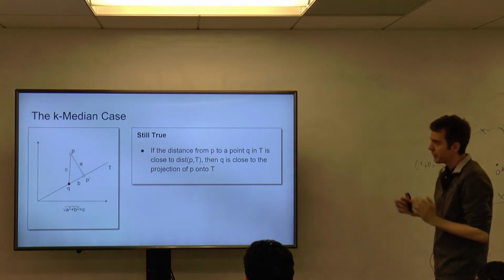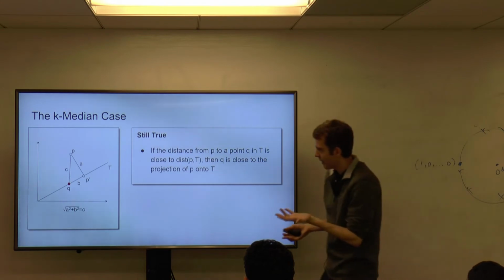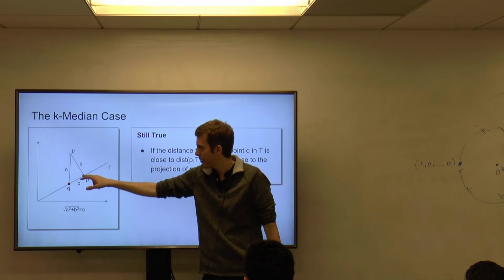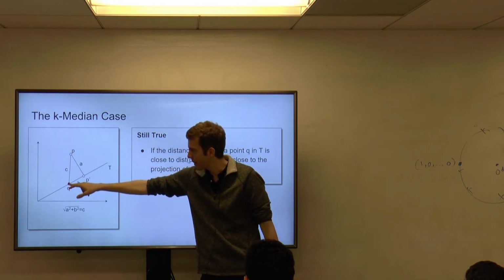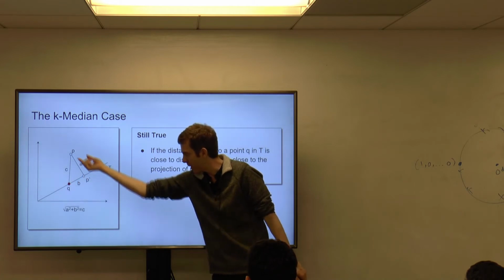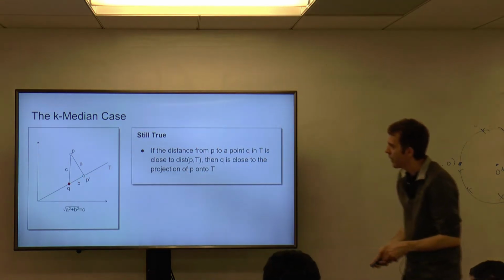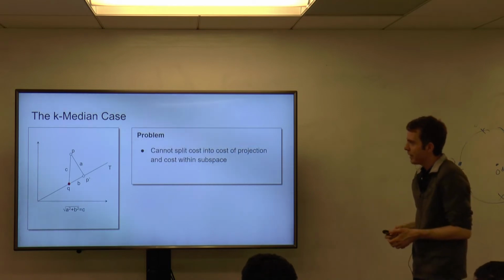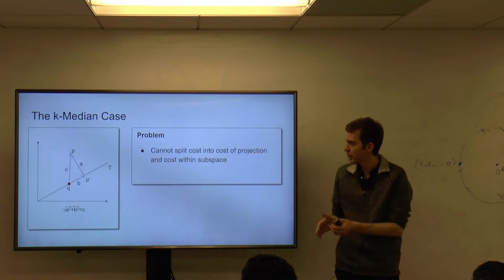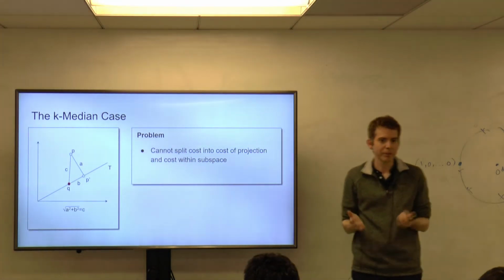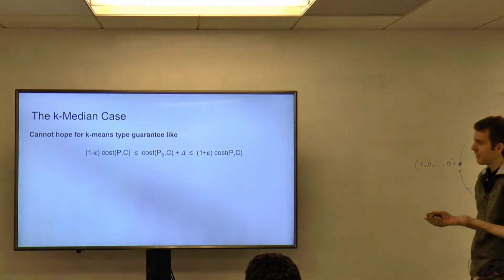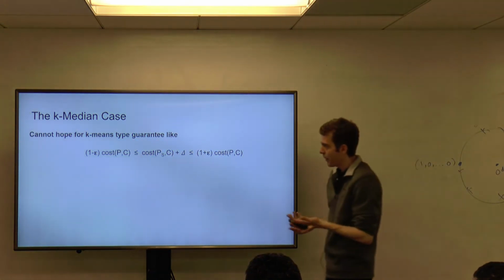So this intuition is still true, that if I have a point P and its distance to a subspace is about the same as its distance to a point in the subspace, then that point had better be close to the projection of the point on the subspace. That same intuition is true, but you can't easily split the cost into the cost of the projection plus the cost within the subspace, because you don't have the Pythagorean theorem anymore. And in fact, there's a simple counterexample as follows.